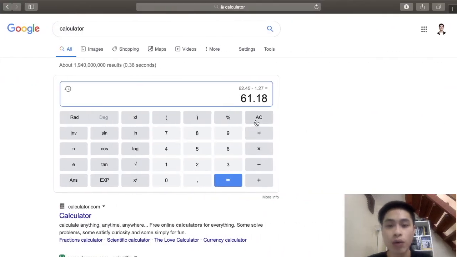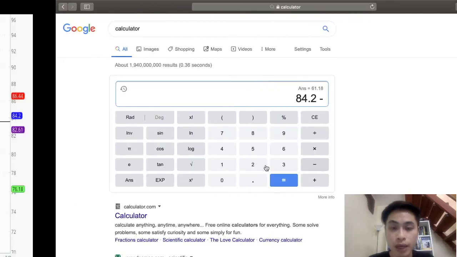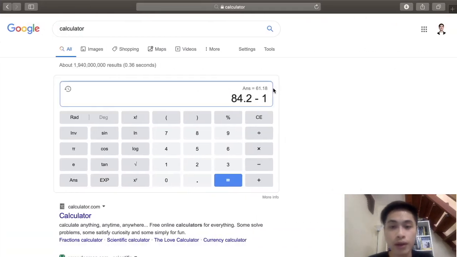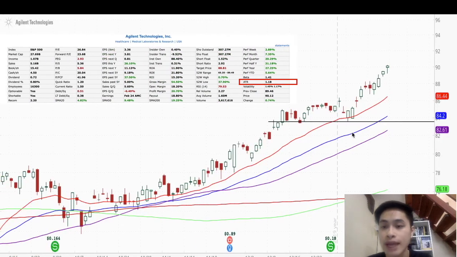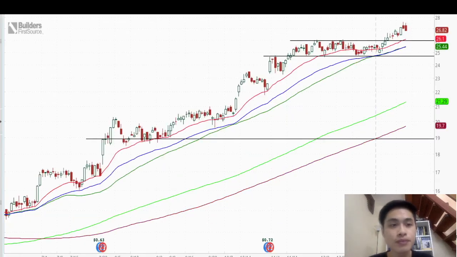So let's take a look at what that price is. 84.2 minus 1.18 is 83.02. So we want to set our stop loss at 83.02. So 83.02 will be around here, at this point of my arrow. So let's take a look at another example.